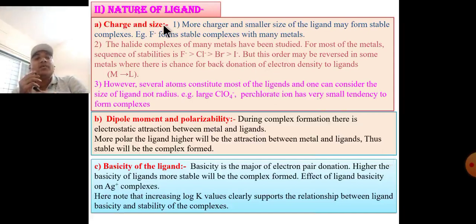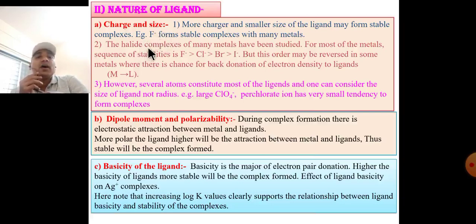Nature of ligand. Second factor, nature of ligand. First, charge and size. More charge and smaller size of ligand may form a stable complex. Example, fluorine forms stable complexes with many metals, as it is more electronegative and has more charge.